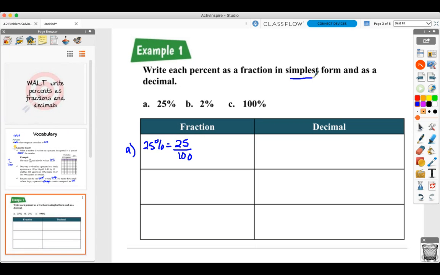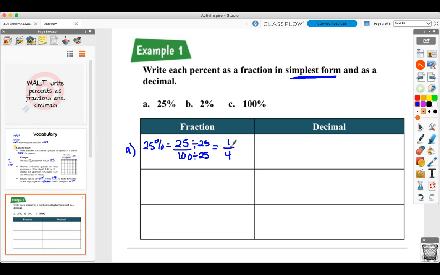And they're asking to do it in simplest form. So you are reducing this fraction completely into simplest form. Always try to look for the largest number that goes into 25 and 100. In this case, it's going to be 25. And if it's not the largest, it's okay, but you got to keep going. 25 divided by 25 is 1, and 100 divided by 25 is 4.